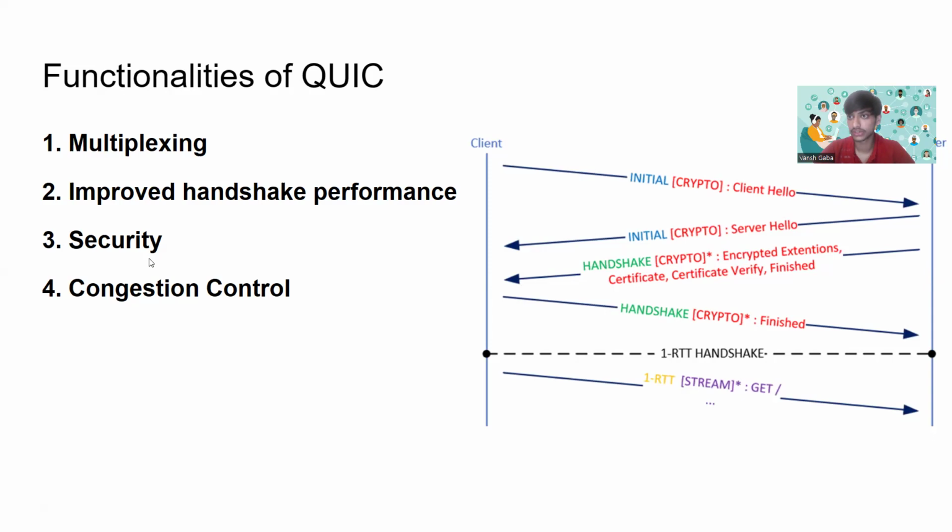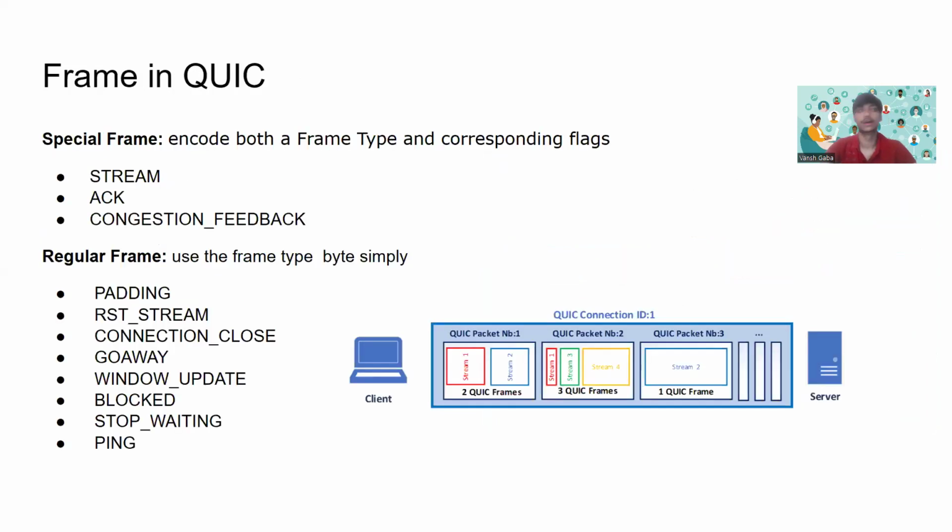The third one is security. As it supports encryption by default, it has very good security and maintains the integrity of the data. The fourth one is congestion control. It has many congestion control algorithms and processes, and also, as it supports multiplexing, it controls congestion that way.